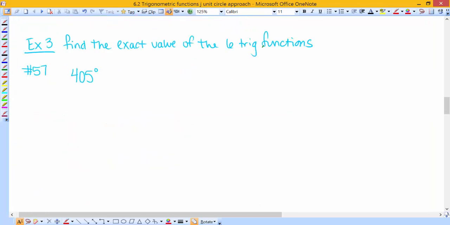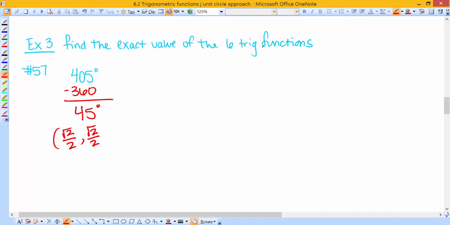Example 3, find the exact value of the 6 trig functions. So I have 405 degrees. That's not on my unit circle. That's not in the 360 degrees of revolution. So I'm going to subtract 360 degrees. So when I do 405 minus 360, I get 45 degrees. Is that on our unit circle? Yes, it is. So go to 45 degrees, please. Go all the way around, find 45, and what's the point there?